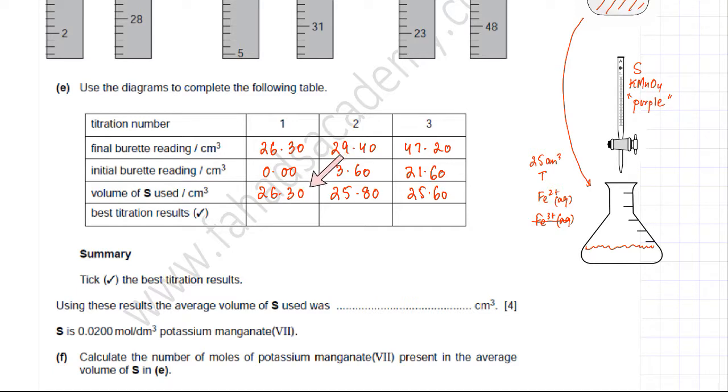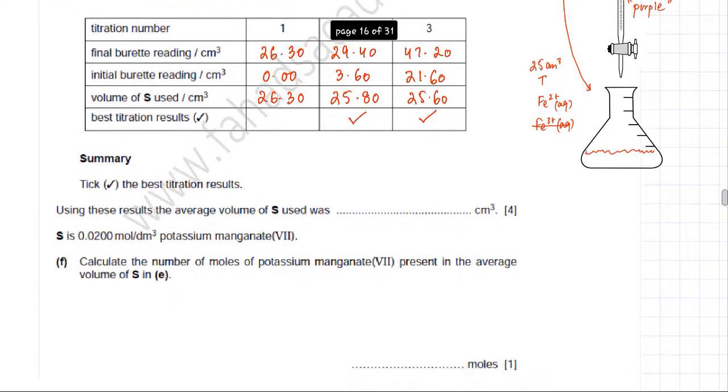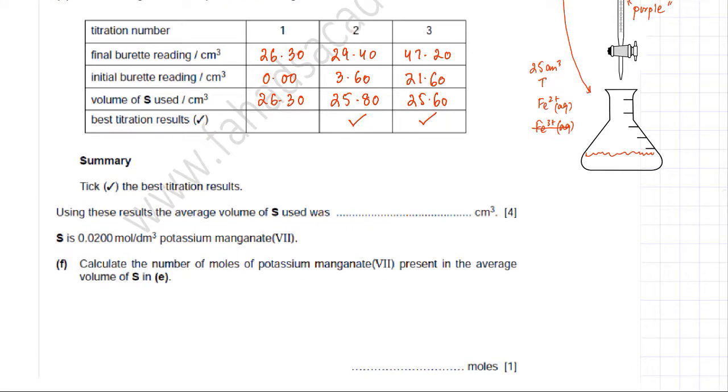So we're going to ignore this value. The best titration results are the ones that are always close together. That shows consistency. So these two values are your best titration results. And in the next part, after you've ticked the best titration results, using these results, find the average volume of S that was used. So we're going to find the average volume of KMnO4 that's used using my best titration results, which are these two.